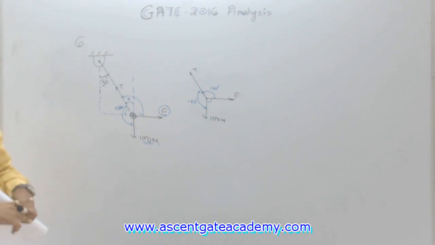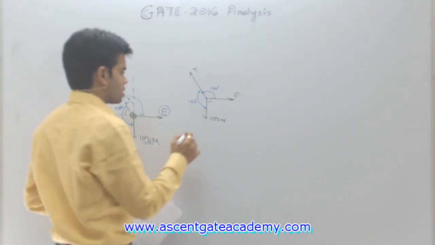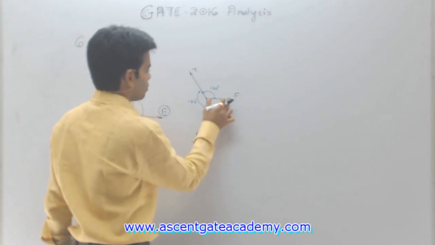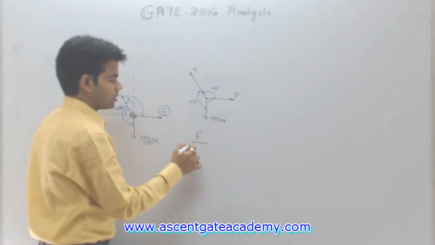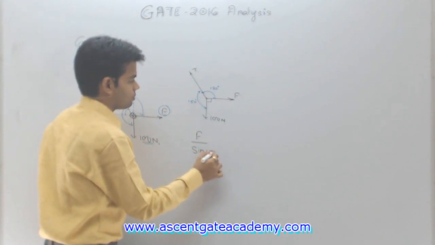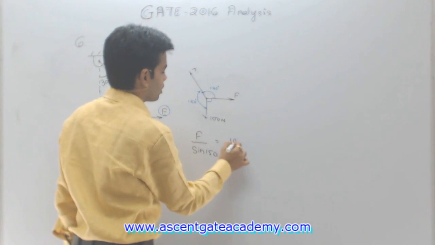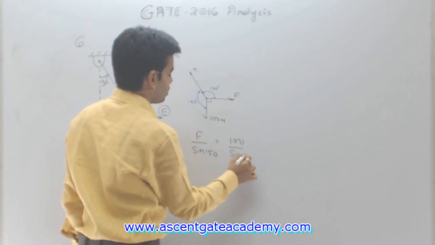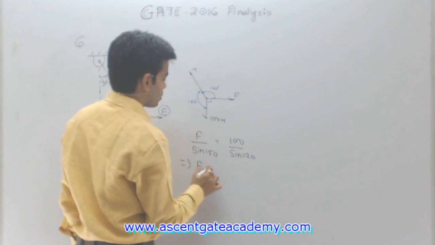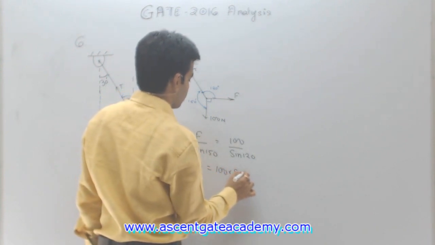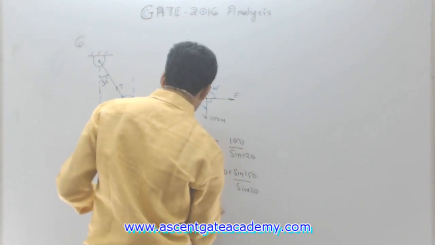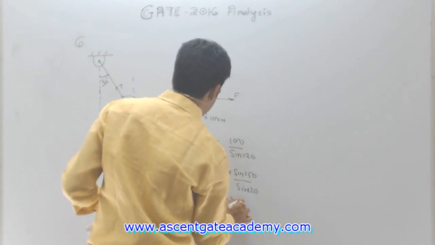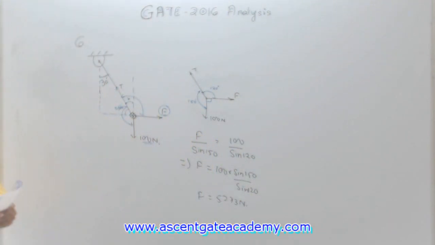Now applying Lami's theorem here, what does Lami's theorem say? F upon the sine of the angle between the other two forces, that means F upon sine of 150, should be equal to 100 upon sine of 120. Or you can say F is equal to 100 into sine 150 upon sine 120. This is F is equal to 57.73 Newton. Answer. Getting this? A very simple question asked for 1 mark.